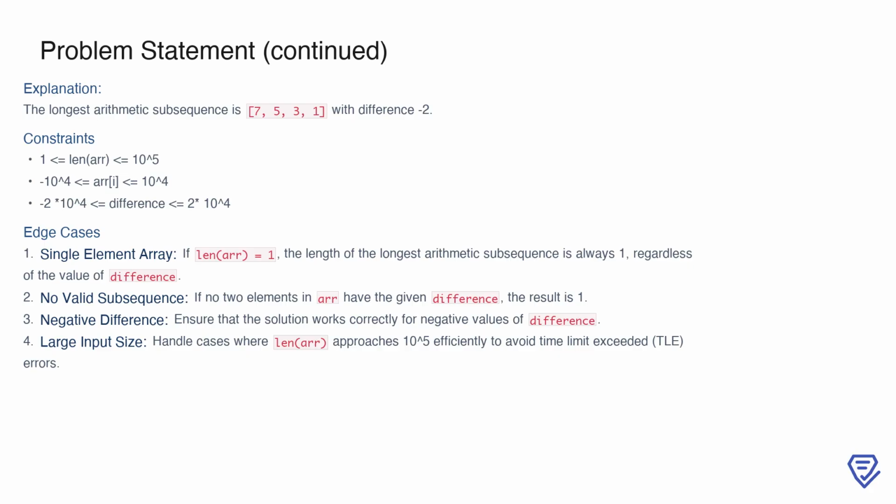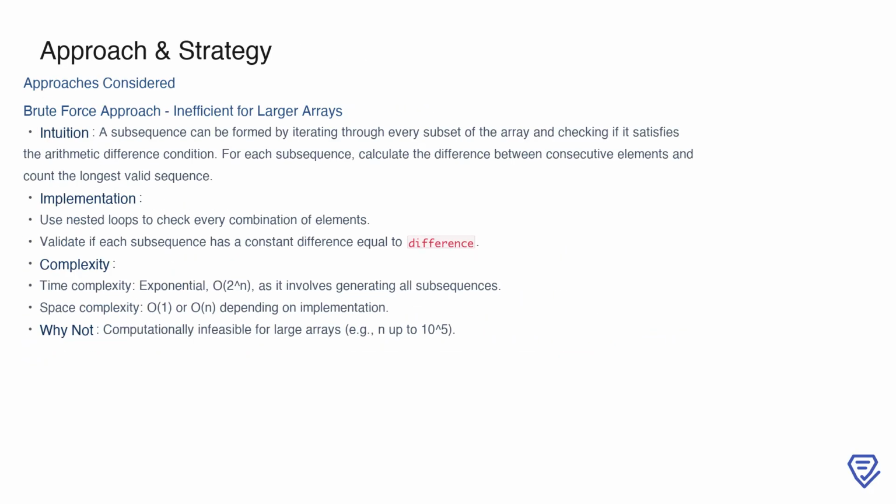To begin, let's consider the brute force approach to solving this problem. The intuition here is straightforward. We can form subsequences by iterating through every possible subset of the array and checking if they satisfy the arithmetic difference condition. For each subsequence, we calculate the difference between consecutive elements and count the longest valid sequence. To implement this, we would use nested loops to generate all possible combinations of elements and validate whether each subsequence has a constant difference equal to the given value.